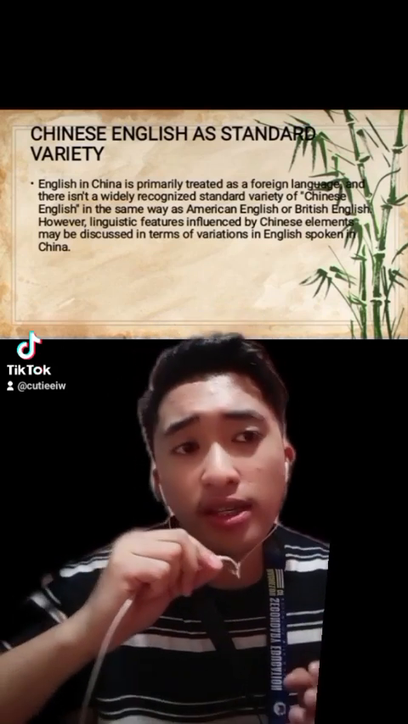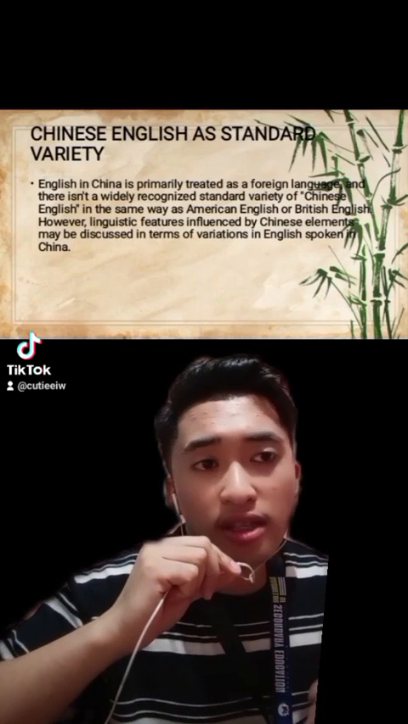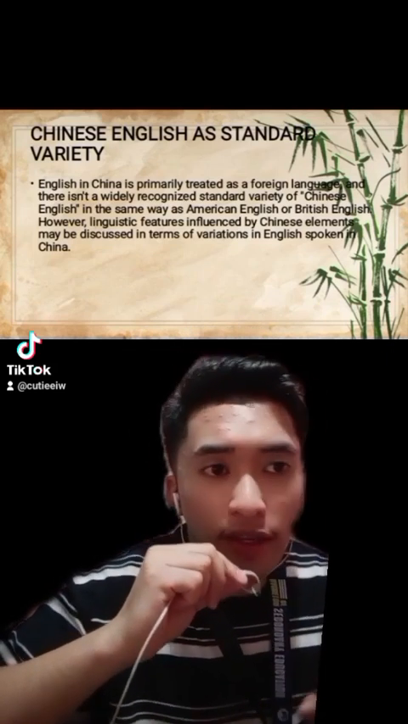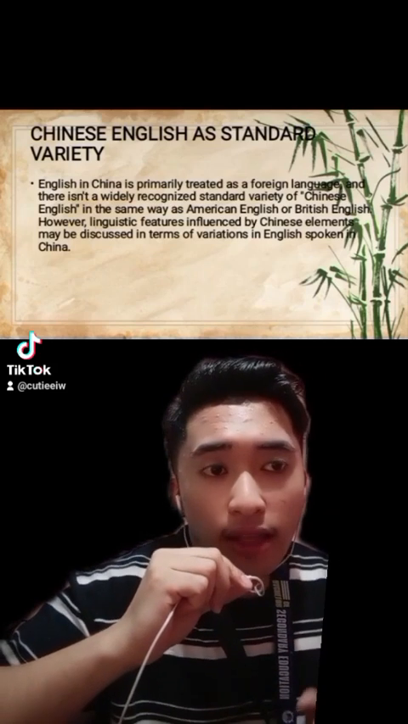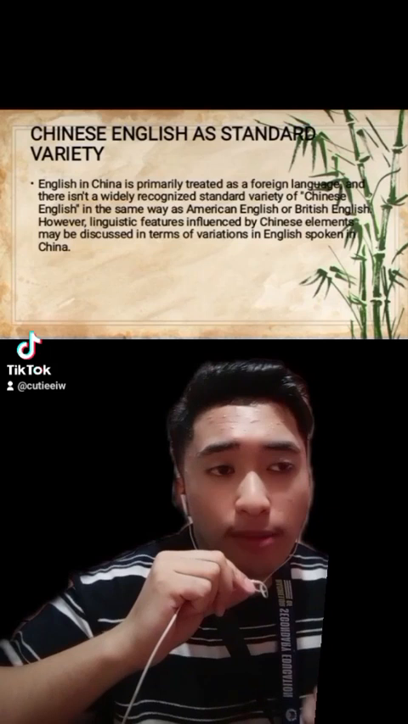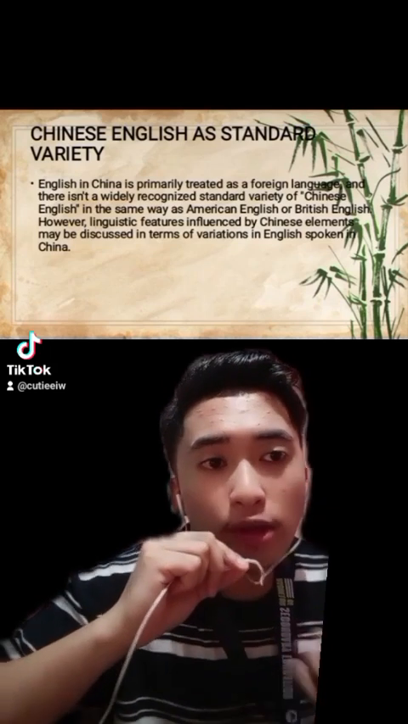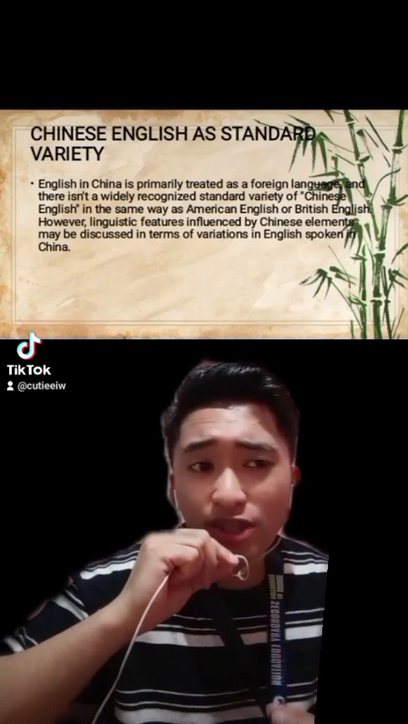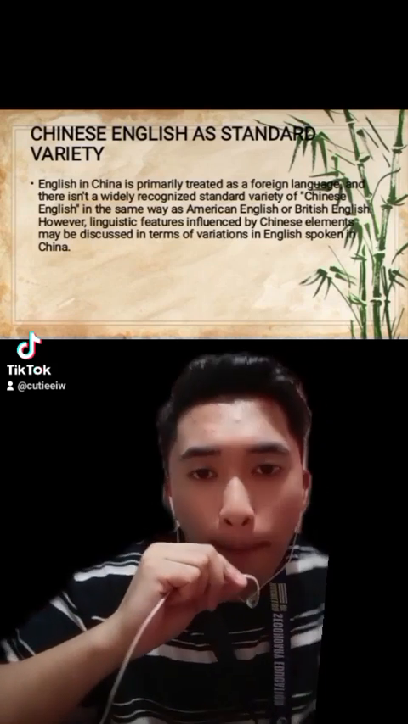And as an example of this, like what I said, Chinese English as a standard variety refers to a form of English influenced by Chinese languages and culture. An example of this could be the use of phrases like "I go to shopping already" instead of "I have already gone shopping," reflecting the structure of Chinese sentence patterns.